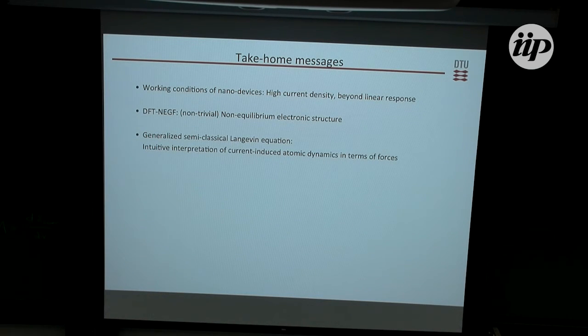give the take-home messages. So I think in many cases it's the working conditions which are really important, especially for applications. And here for nanostructures you can have very high current density, and you need to go beyond linear response. You can have a number of effects, and I have discussed this DFT-NEGF method, which of course involves many approximations. We're doing perturbation theory and so on, but we're not having any fitting parameters basically. And then we have linked this with this generalized semi-classical Langevin equation, so we can calculate the parameters in this.